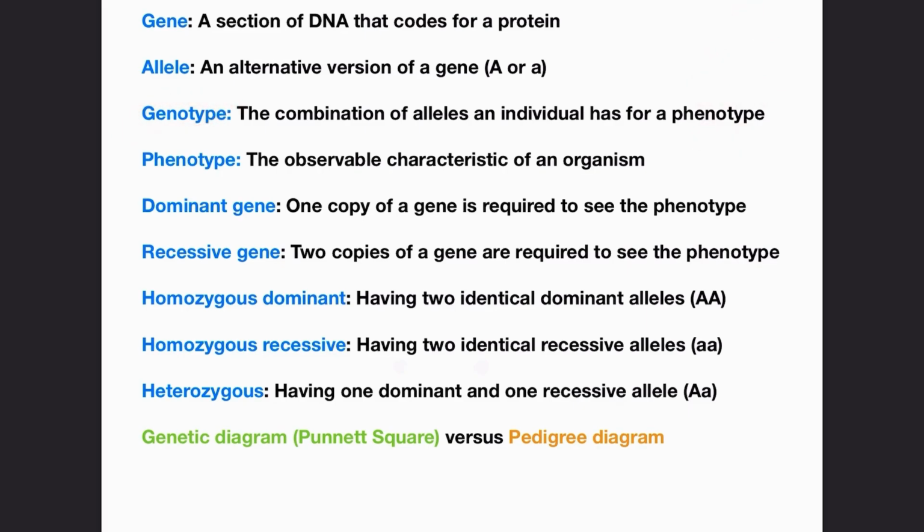Moving on is the phenotype. The phenotype is the actual characteristic. So if this is a gene that codes for eye color, then it's the eye color that you actually see. So characteristic is the phenotype.